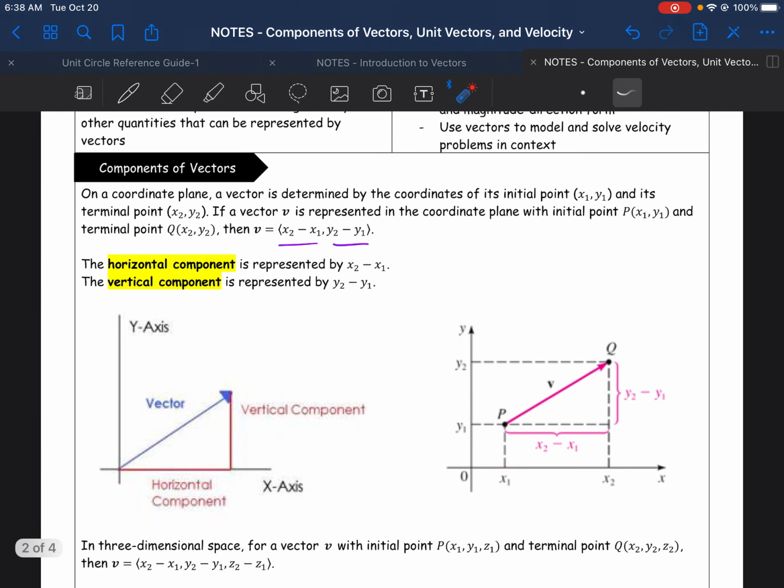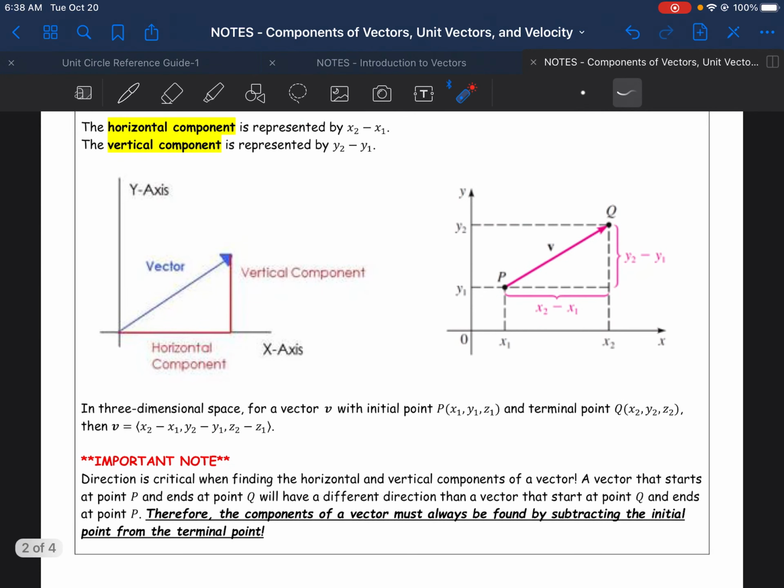Now, looking at this image here, again, here's our initial point P, here's our terminal point Q, the horizontal component is x2 minus x1. And the vertical component, right here, is y2 minus y1. In three-dimensional space, for a vector v with initial point (x1, y1, z1) and terminal point (x2, y2, z2), we can still do the same thing where we take x2 minus x1 for the first coordinate, y2 minus y1 for the second component, z2 minus z1 for the third component.